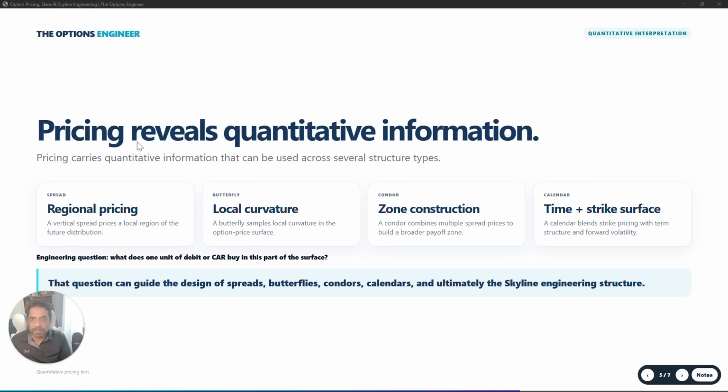Pricing gives us a quantitative lens across multiple structures. A spread prices a local region, a butterfly samples local curvature, a condor combines price regions into a zone, and a calendar adds the time dimension. For options engineering, the practical question is, what does one unit of debit or capital at risk buy in this part of the surface?